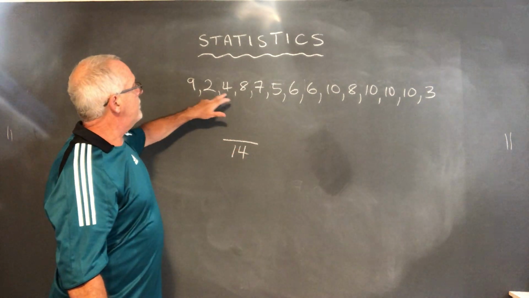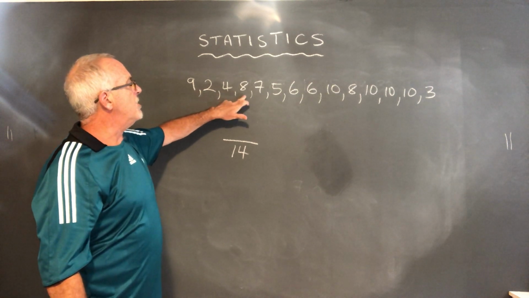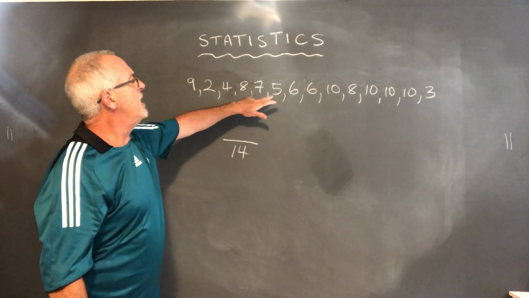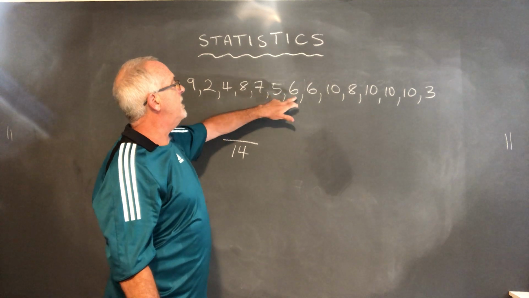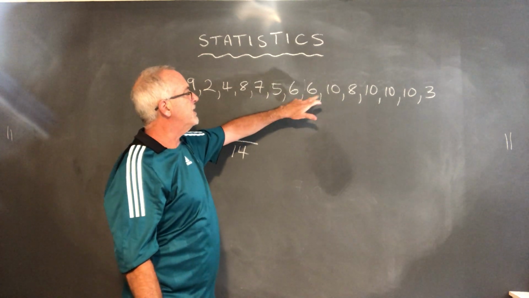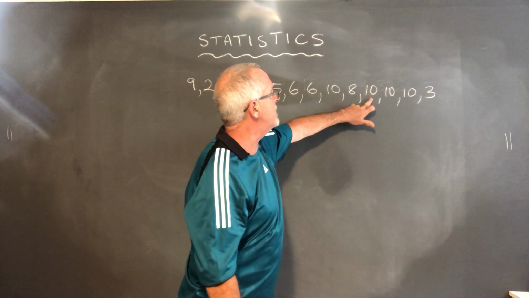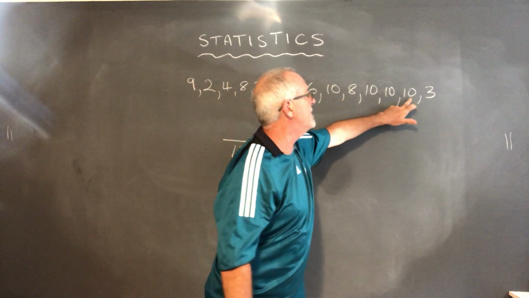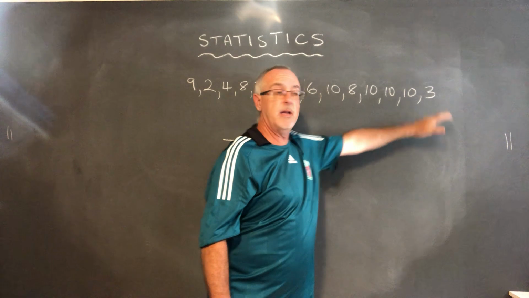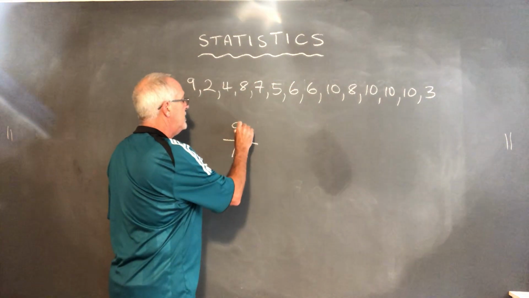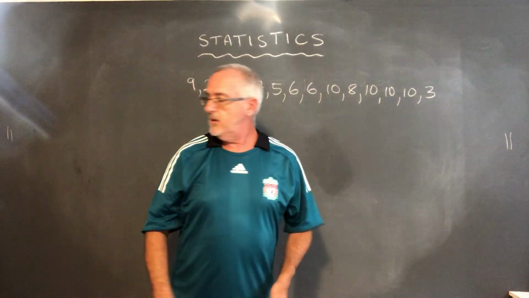9 plus 2 is 11, plus 4 is 15, plus 8 is 23, plus 7 is 30, plus 5 is 35, plus 6 is 41, plus 6 is 47, plus 10 is 57, plus 8 is 65, plus 10 is 75, plus 10 is 85, plus 10 is 95, plus 3 is 98. 98 divided by 14 is going to be our mean, and it is going to be our answer.